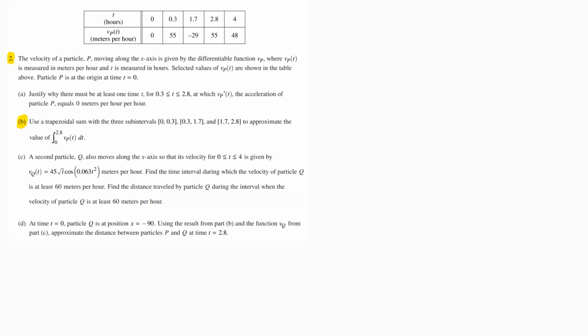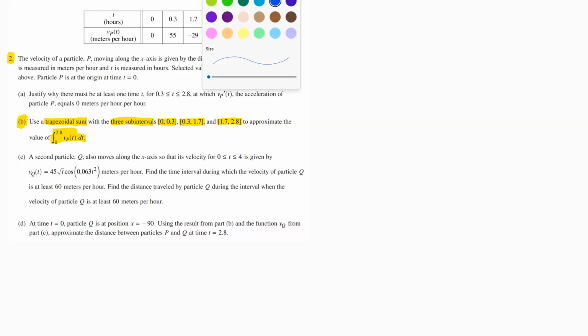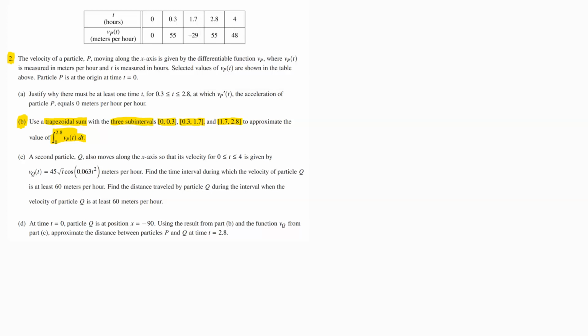So looking at just B right now, B is asking us to use a trapezoidal sum with 3 subintervals, and they're telling us which 3 subintervals they want us to work with right here to approximate this integral. So the first thing that I do when I'm dealing with these types of problems and I've got a table of values is I generally pull the information off of the table and put it onto a number line. It's just going to make deciphering the pieces you want a little bit easier to find.